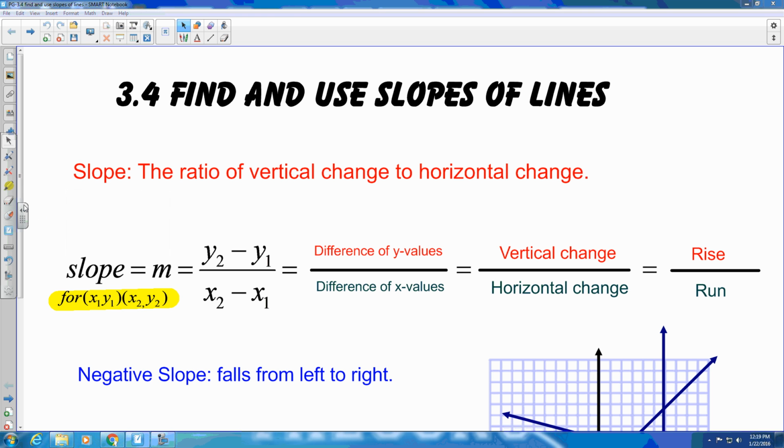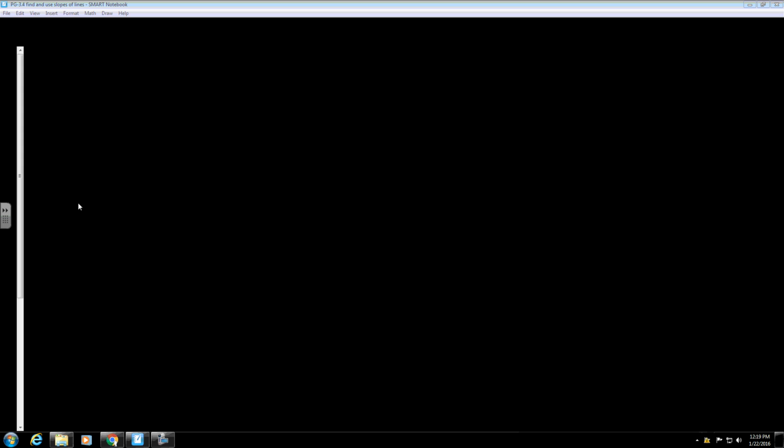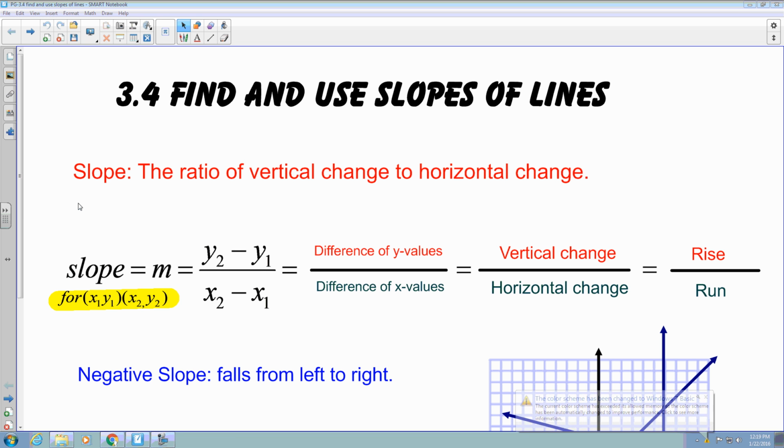All right, we're in section 3.4 where we're going to find and use slopes of lines. So we've probably talked about this in great extent in our intermediate and beginning algebra classes where we first tried to identify slope in XY coordinate planes.